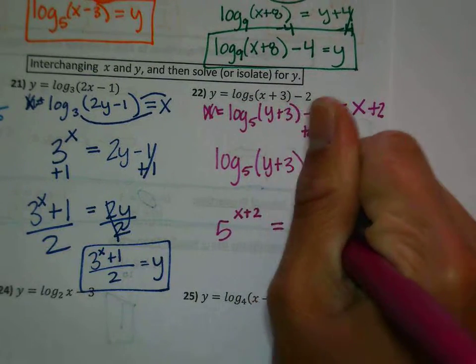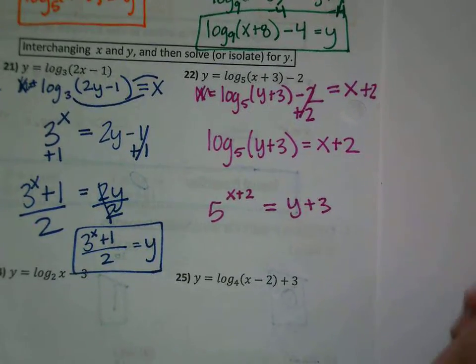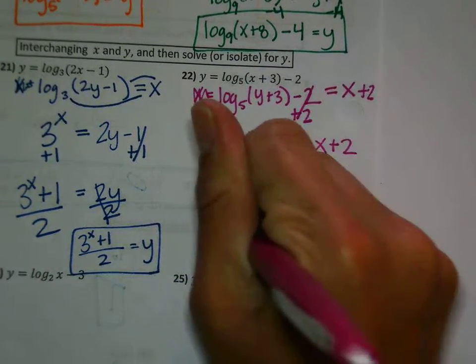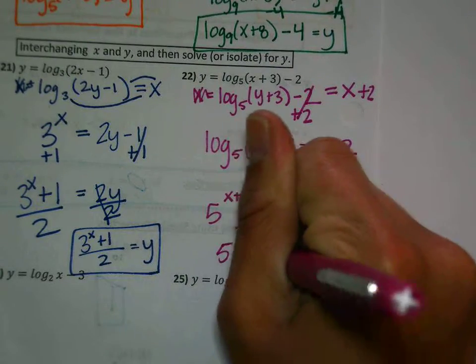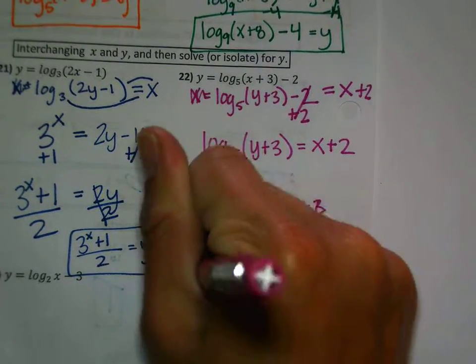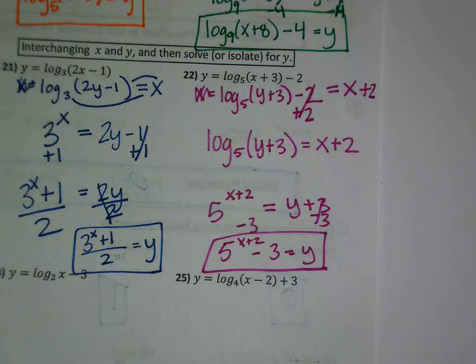equals y plus 3. And then the very last step, minus 3. So 5 raised to x plus 2, minus 3, equals y. I heard my brain doing that.